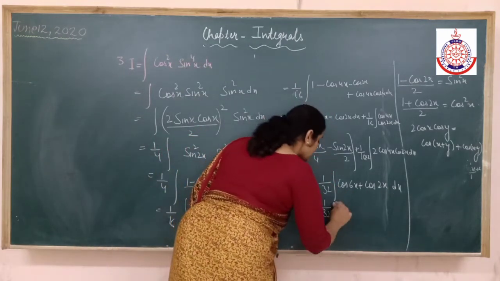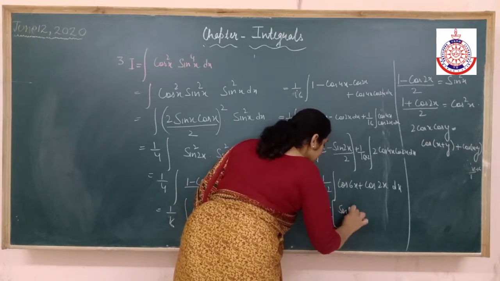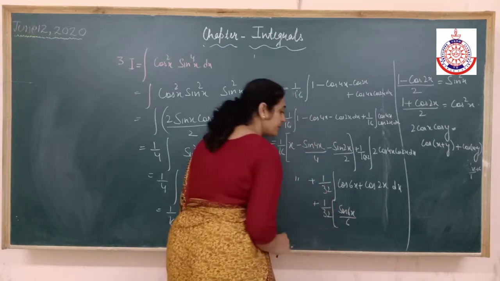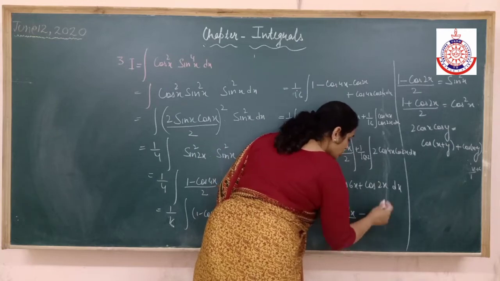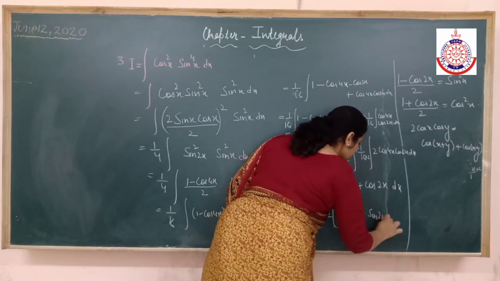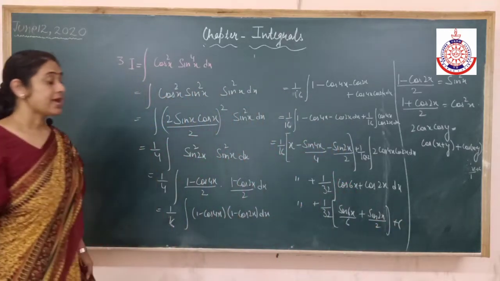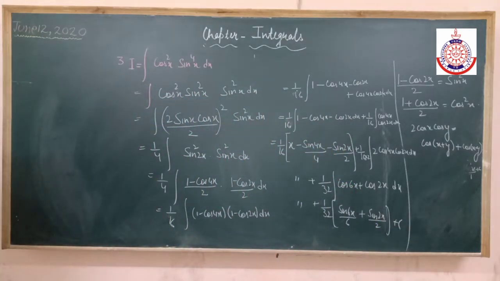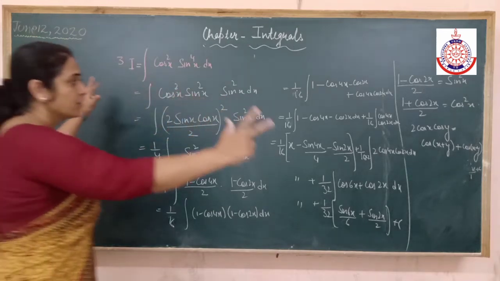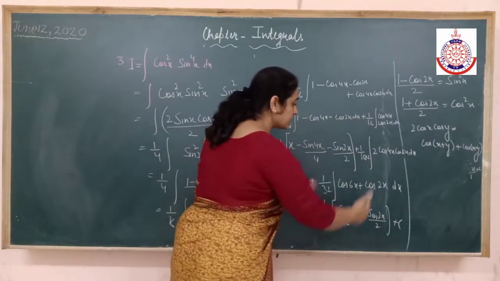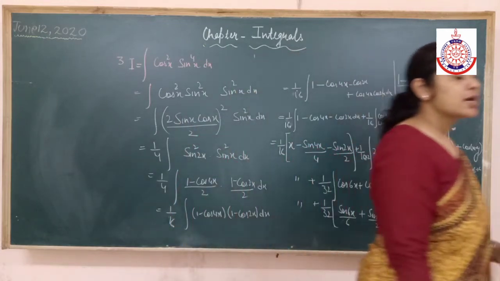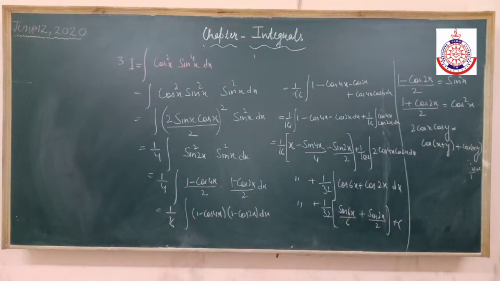Integration of cos 6x would be sine 6x by 6 because the coefficient of x will come in the denominator, and cos 2x would be sine 2x by 2 plus c. This will come as it is. Alright children, so it becomes a little lengthy. But whenever you have even powers, you have to apply trigonometric formulas to split everything so that you get single terms to come to a proper conclusion. That is very, very important.